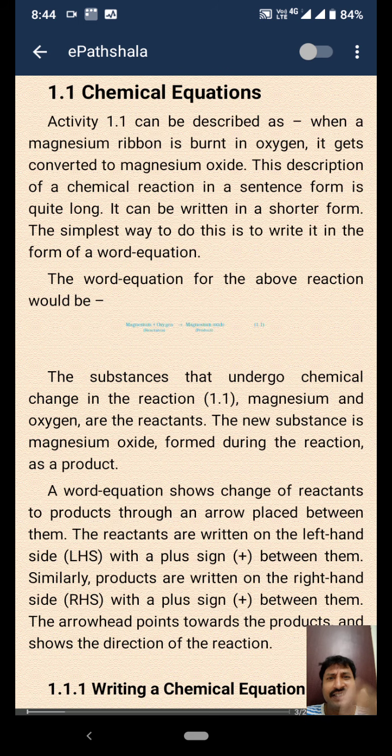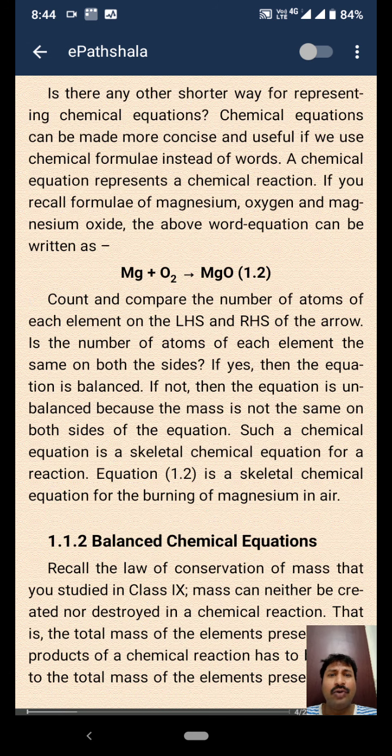For that, magnesium plus oxygen gives magnesium oxide. This is a word equation. How does a chemical equation come? When two reactants, like magnesium ribbon burnt in presence of oxygen, give MgO, that is magnesium oxide. It's a symbolic representation of that reaction, that we call a chemical equation.